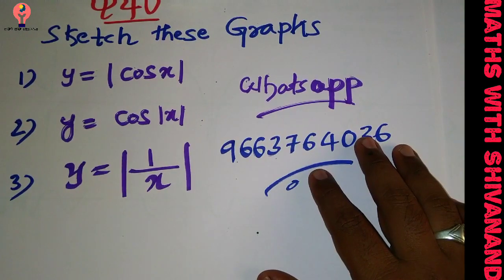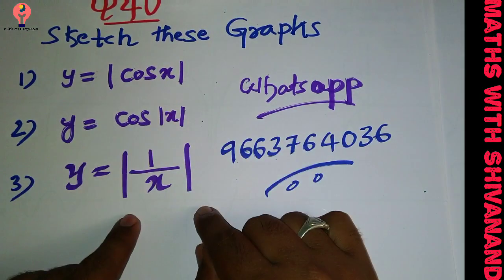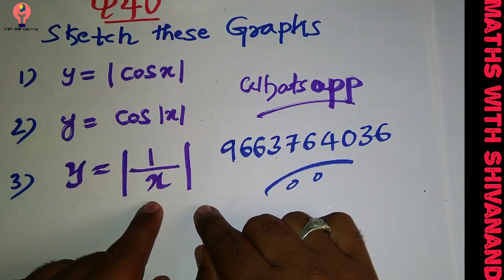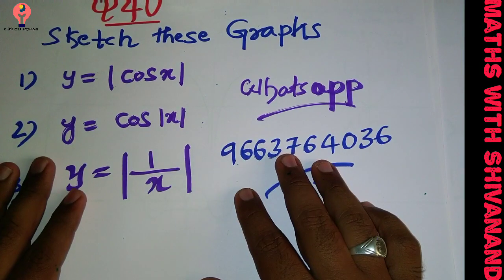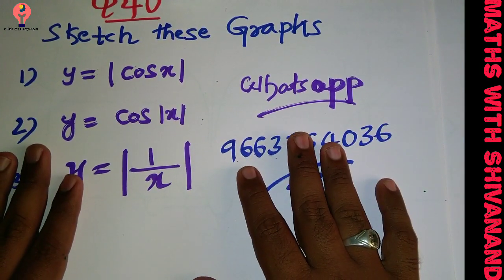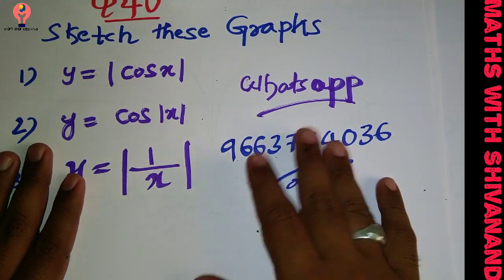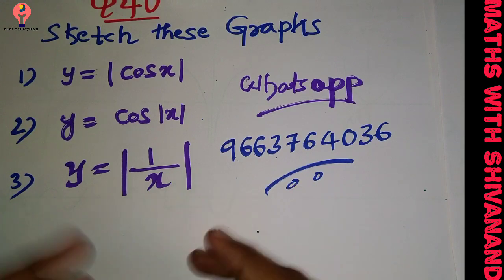Here I will be giving some questions for you. Sketch these graphs. Question number 1: y is equal to mod cos x, y is equal to cos mod x, y is equal to 1 by mod x. Before drawing these curves, you should know the basic curve. The basic curve has been clearly explained in part 1 of my video session, Graphing is an Art. Kindly watch it, those who have not watched. It's not possible for you to comment these graphs in the YouTube comment box.